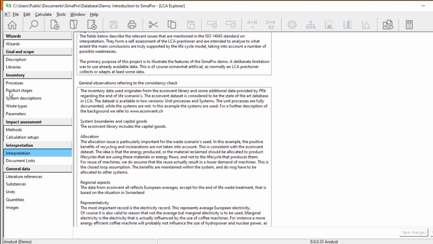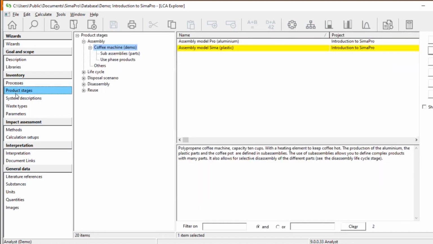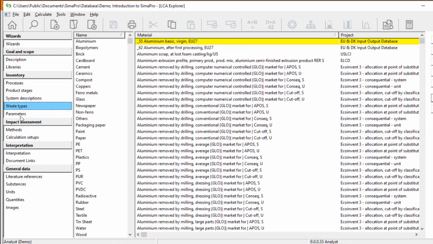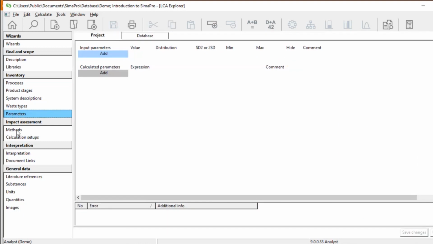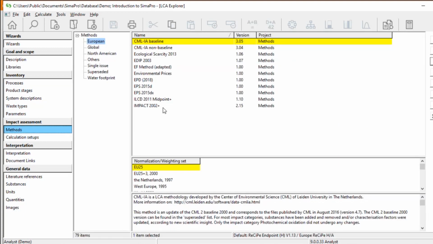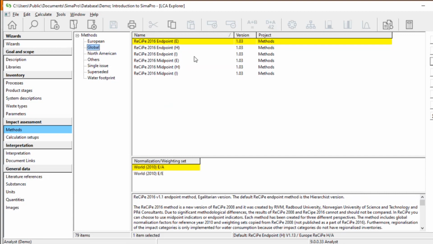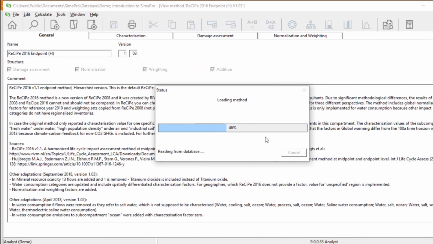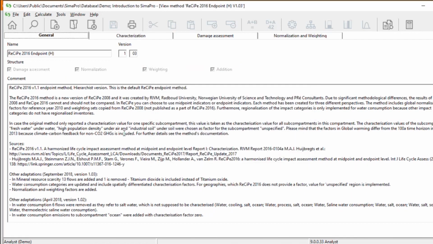Okay, so this is all about the comparison and I have already discussed all these things. You can go through or play around with this one. And in method, you can check the method here, like we have done the analysis using the ReCiPe method. So there are a bunch of methods here, like European method, global method. We used the global ReCiPe endpoint method, this one, I think, yeah. And if we click this one, you will be able to see what this method is, what the references are, and all these details are given here.